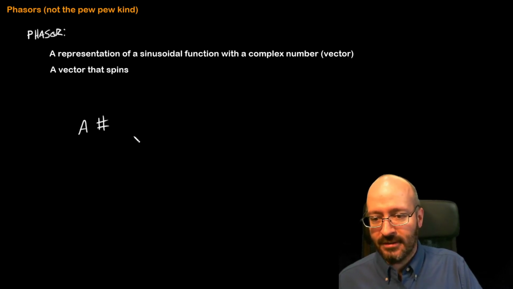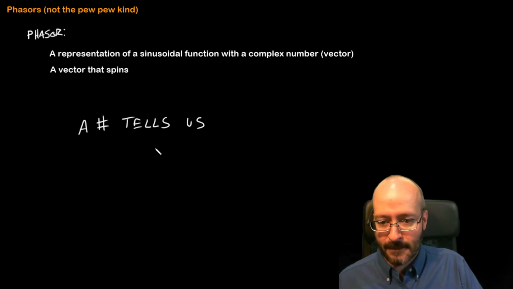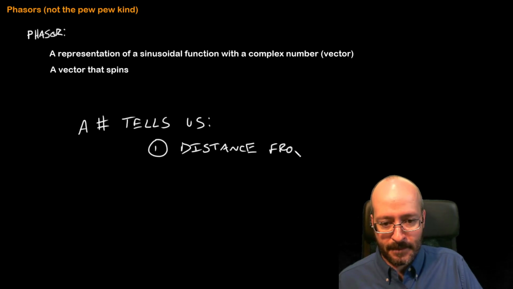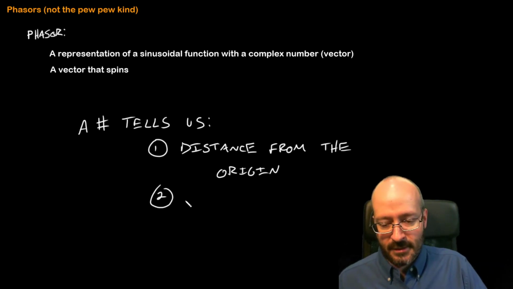let's use the symbol. A number tells us two things. Distance from the origin, and direction from the origin.